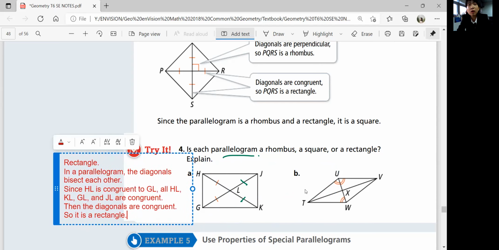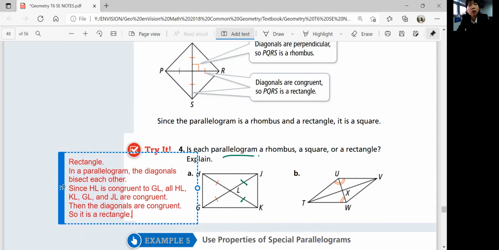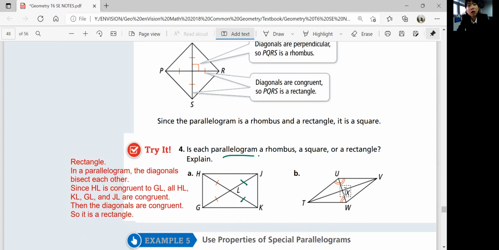Okay, that's part A. What about part B? You know that the diagonal UW bisects angle U right here. How do you know if it also bisects angle W? Since in a parallelogram, opposite angles are congruent, angle U must be congruent to angle W.